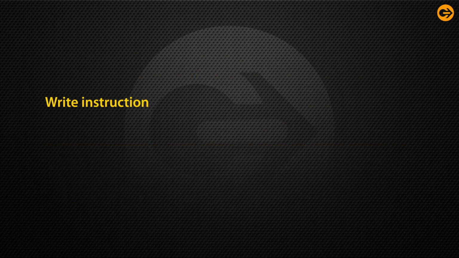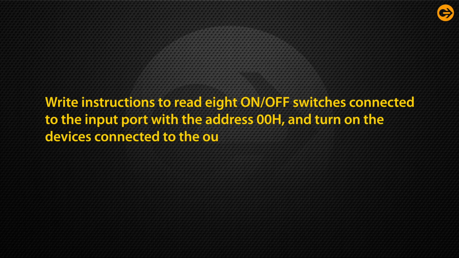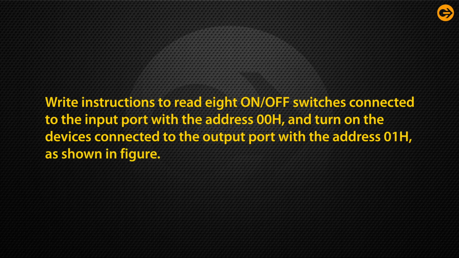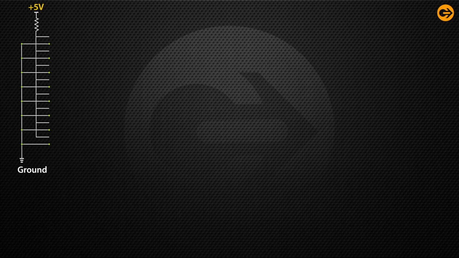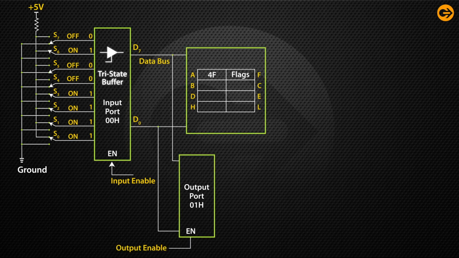Write instructions to read 8 on or off switches connected to the input port with the address 00H and turn on the devices connected to the output port with the address 01H, as shown in the figure. The input has 8 switches that are connected to the data bus through the tri-state buffer. Any one of the switches can be connected to positive 5 volts or to ground, and each switch controls the corresponding device at the output port.